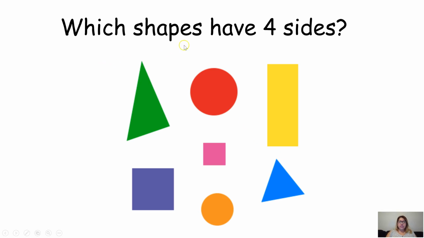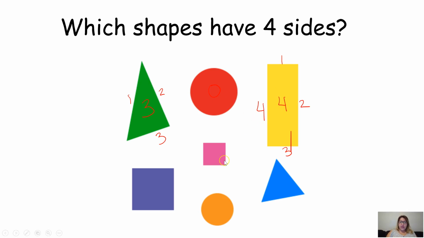Okay, so which shapes have 4 sides? Well, let's count the sides, boys and girls. 1, 2, 3. So this one has 3 sides. Remember, the circle is round. It does not have any sides, so 0. This is a rectangle. 1, 2, 3, and 4. This one has 4 sides.